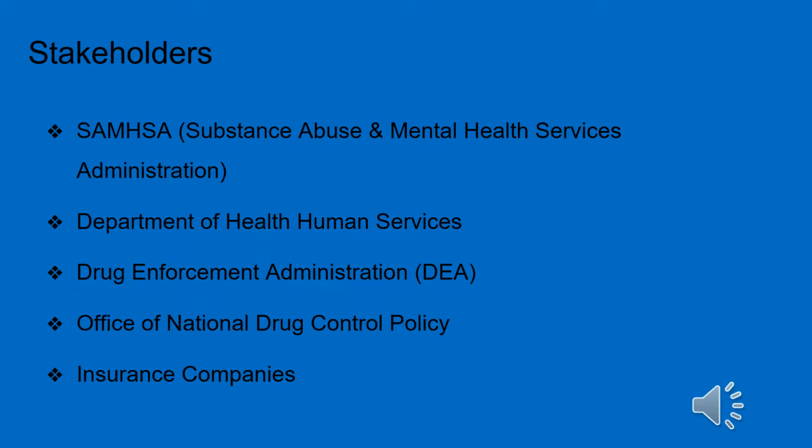Recently, the Substance Abuse and Mental Health Services Administration announced that they will be accepting applications for $930 million in state opioid response grants. This money will be distributed to states and territories in support of their ongoing efforts to provide prevention, treatment, and recovery support services to individuals with opioid disorder.